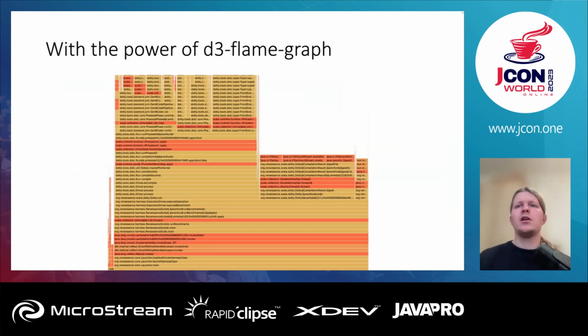As you see here, that's the small profiler that creates the flame graph, but the actual flame graph generation from this call tree they showed you is done in my example using the power of D3 flame graph, which is a JavaScript library. And that's essentially how you could write a profiler.